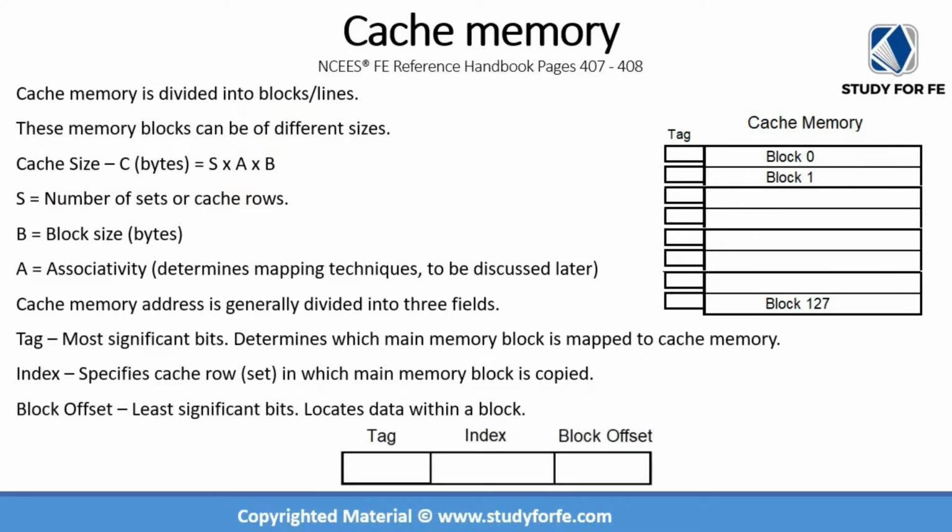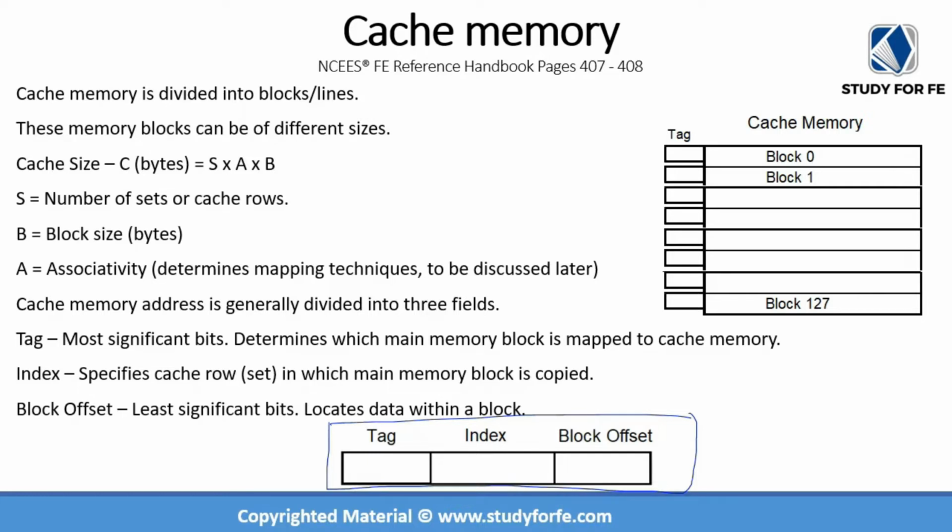Generally speaking, a cache memory address is divided into 3 fields, or 3 components or 3 segments, whatever you want to call it. So this is how a typical cache memory address would look. Now, depending on the mapping technique that you're using, it can be slightly different, and we'll address that.